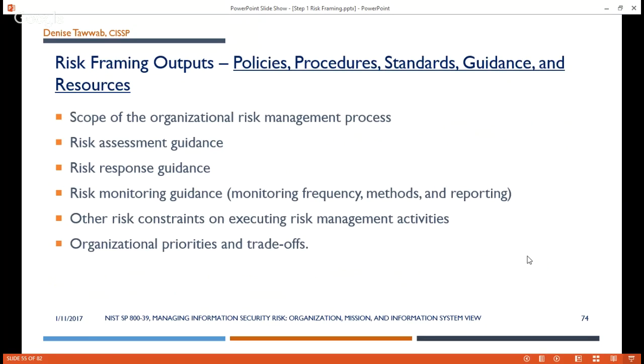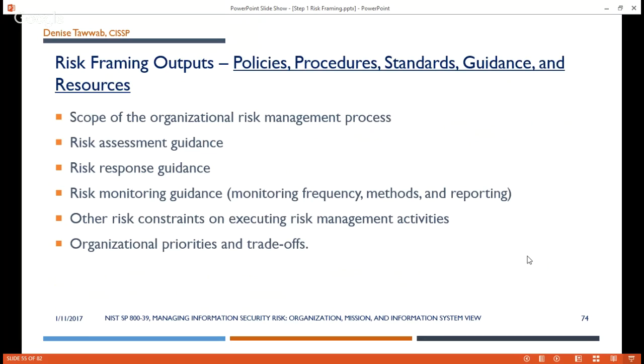The scope of the organizational risk management process is one of the outputs: a risk assessment guidance, a risk response guide, risk monitoring guides which cover monitoring frequency, the methods that you're going to use, and your reporting structure. Other risk constraints on executing risk management activities, and organizational priorities and trade offs. So let's say this again.